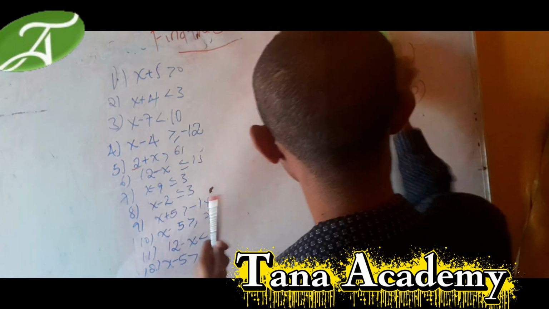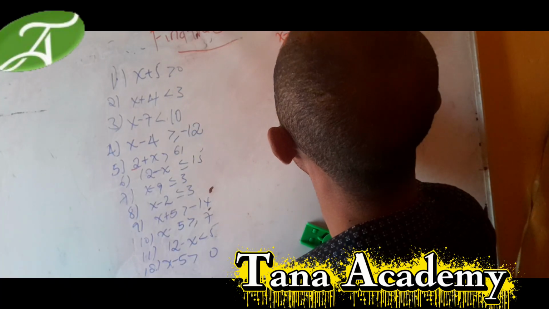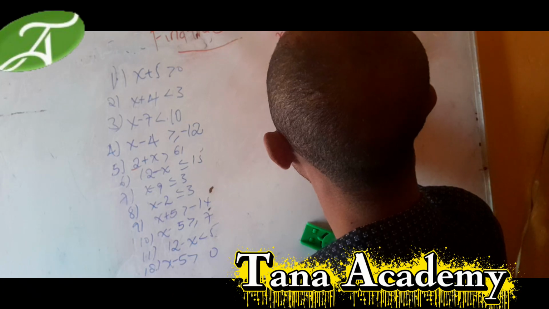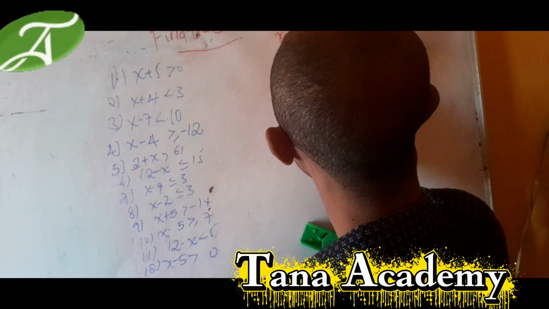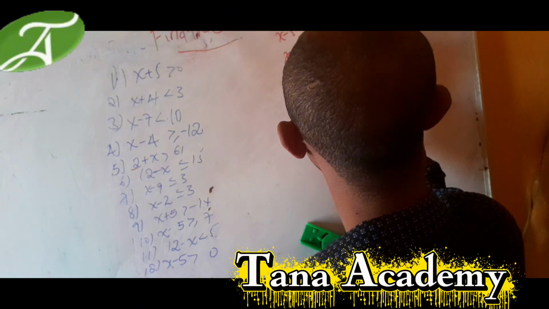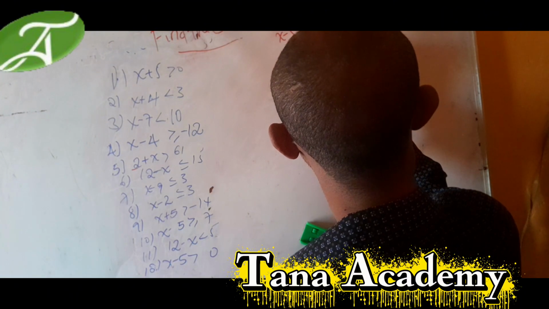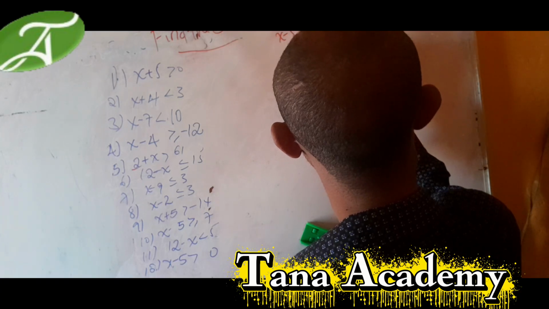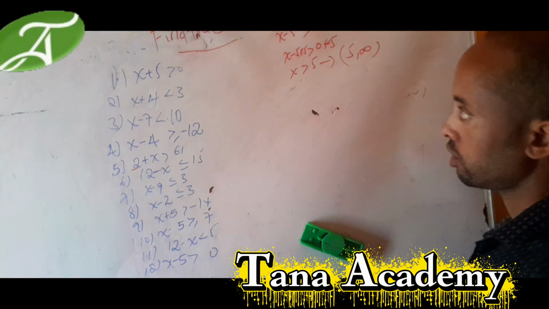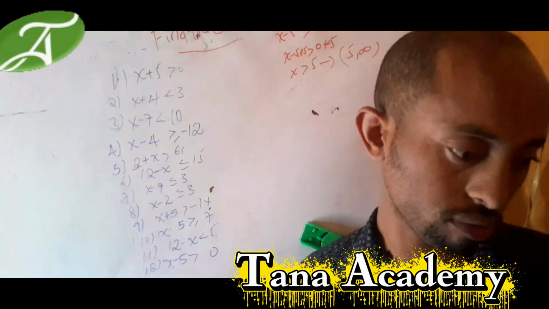Again, the other question is x minus 5 greater than 0. x minus 5 plus 5 greater than 0 plus 5. 0 plus 5, so x is greater than 5. This means 5, comma, positive infinity. This is all about the solution for the given inequalities. Thank you.